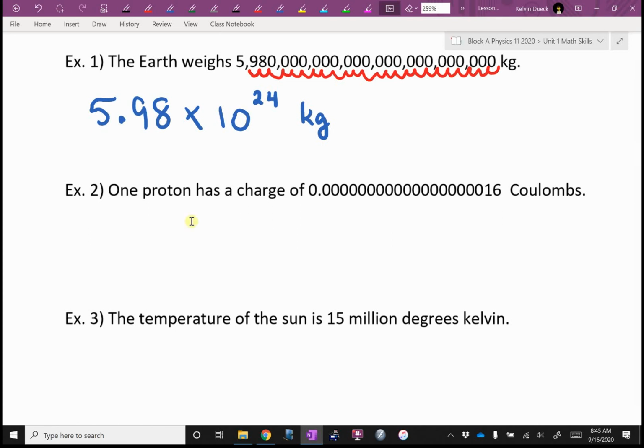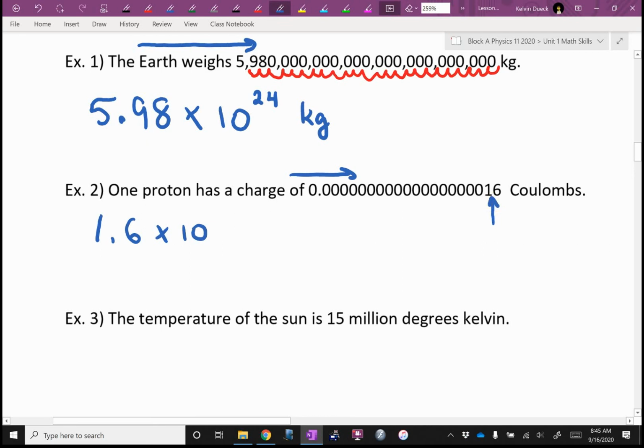There you go. 1 proton has a charge of that many coulombs. Now we're writing a really small number. How do we write a really small number? Again, in the same way with the big number, we start on the left and write our first non-zero number. We're going to do the same thing here. So the first non-zero number is the 1, and then 0.6 times 10 to the, and again we're going to count. Now please notice I put the decimal between the 1 and the 6, so I'm going to count until I get to there.